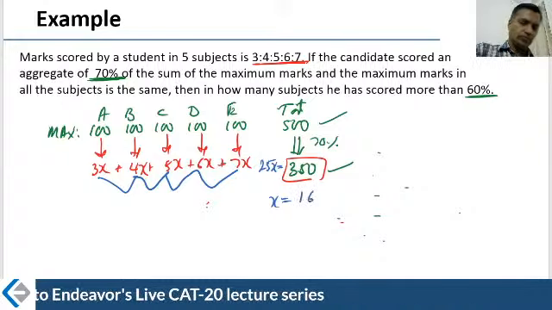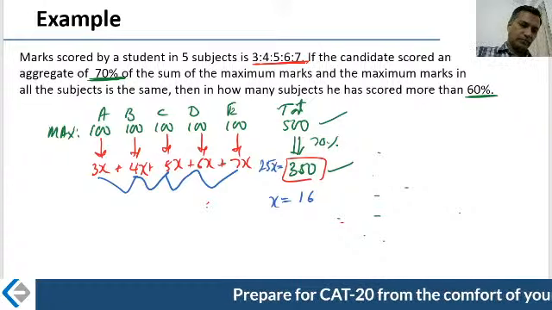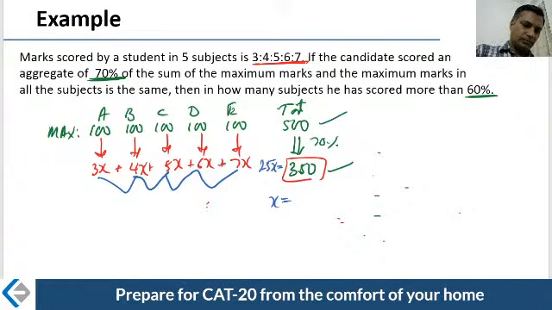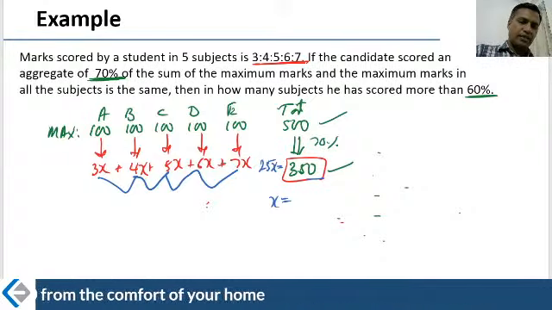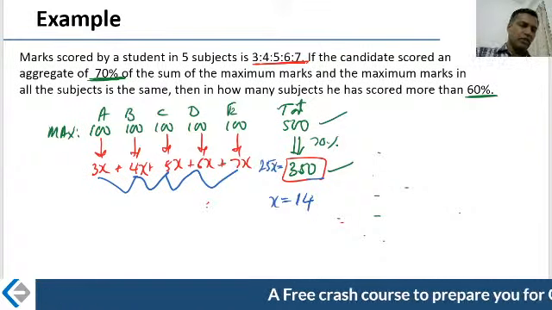Just a second. 25 is right. 25x is equal to 350. All right, therefore you would say that 14 times x is equal to 14. X is equal to 14.